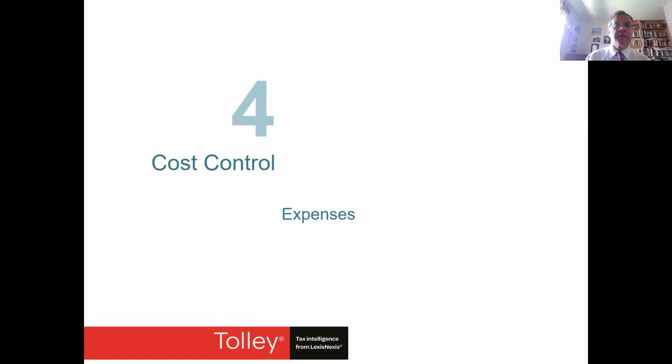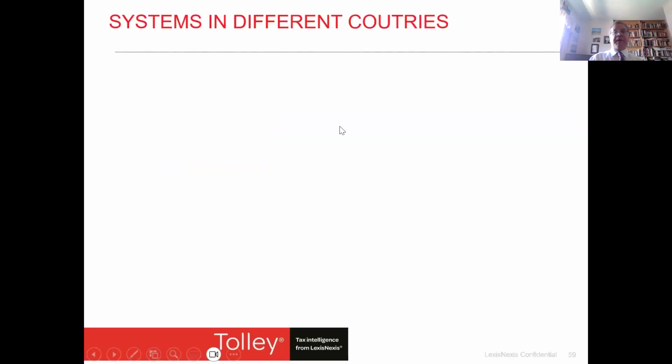Cost control. So looking at expenses, there are different systems in different countries. When I look at the different systems, I could be looking at per diems. So per diems are a daily rate. It's from the Latin. It's a daily rate which is paid for spending time normally in a different country.